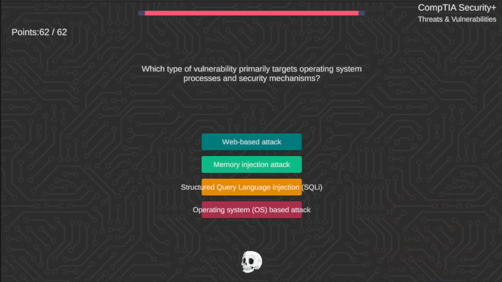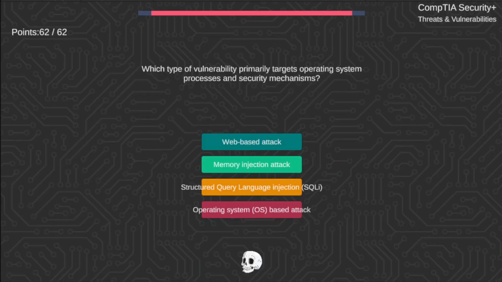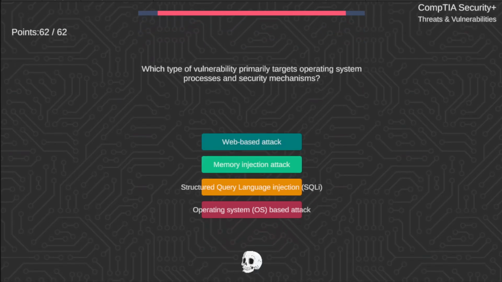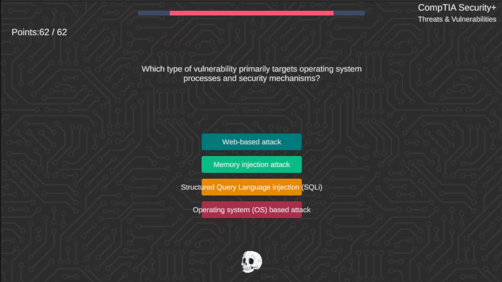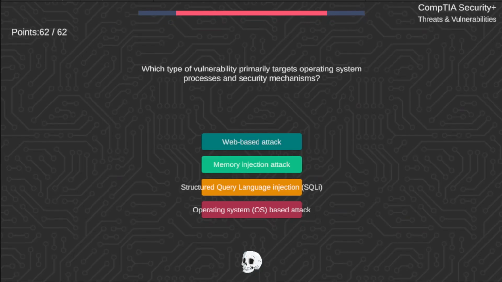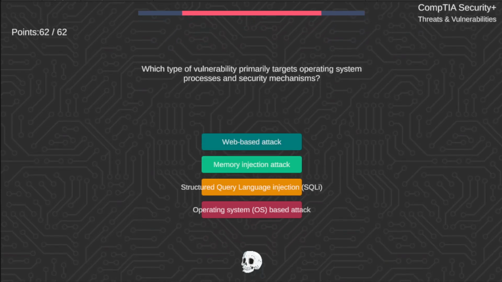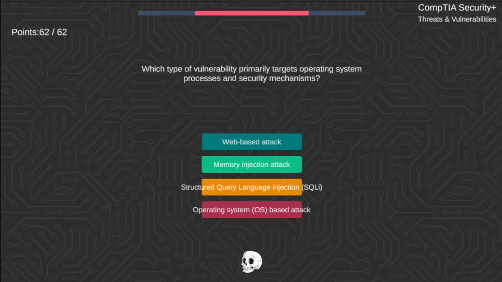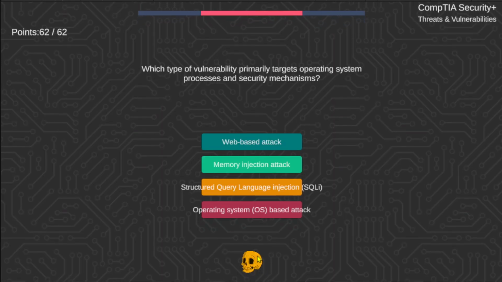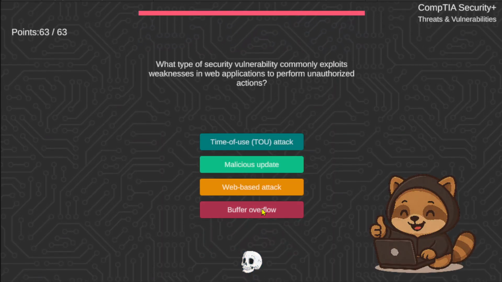Which type of vulnerability primarily targets operating system processes and security mechanisms? Web-based attack, memory injection attack, SQL injection, or operating system-based attack? What primarily targets operating system processes and security mechanisms? That would be an operating system-based attack.